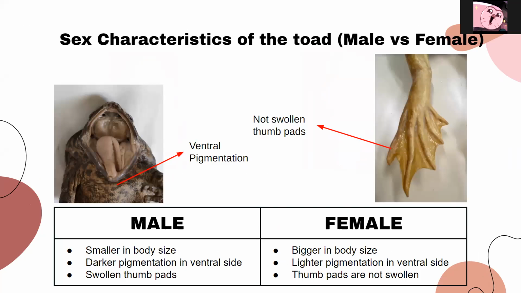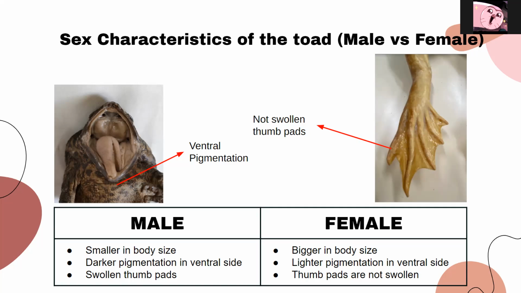Another guide question is we were asked to determine the sex of the specimen based on its external features. So, to identify whether the frog is a male or a female, we can determine this by its size. For the male, we can see that their body size is much smaller than the female. We can also take a look at its coloration or the ventral pigmentation. For the male, their skin would be darker on their belly side and on the female would be lighter. You can see from the image on the left is a male's ventral side.